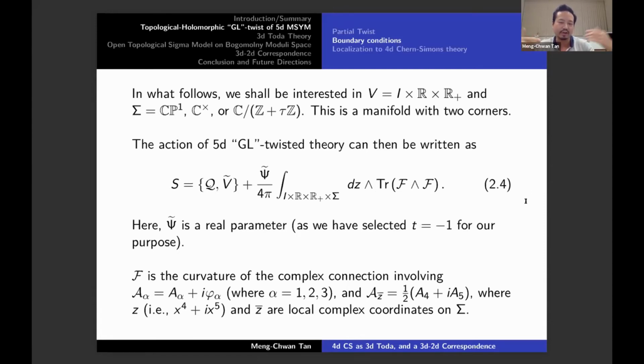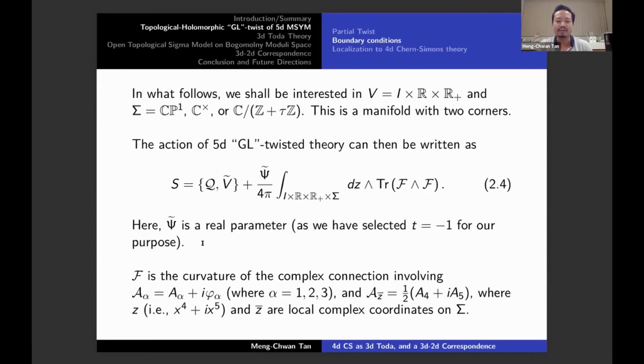I'm just jumping ahead, but you could observe this already from the action. Here our psi tilde is a real parameter. In the calculations, it's some expression in terms of t. We have selected t equals -1 for our purpose of finding the sigma model that we desire. If you choose t to be a different value, you get a different kind of sigma model on the other side of the reduction, as we'll talk about later on.